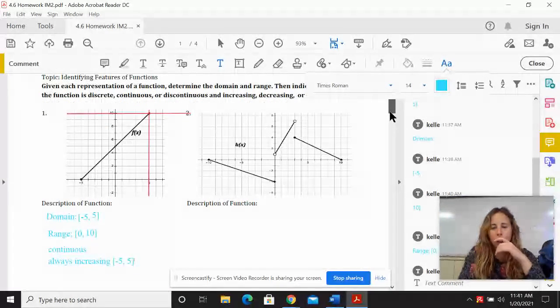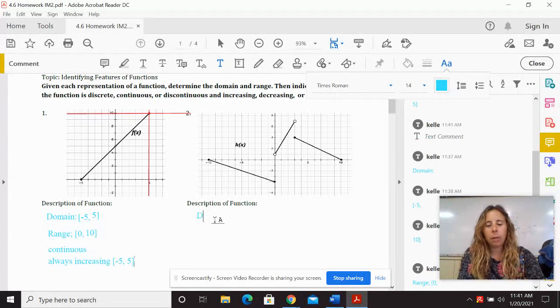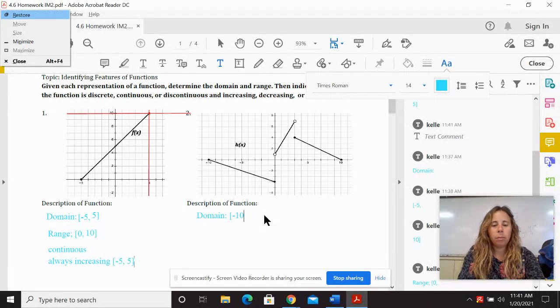Number 2 is a little tricky, so I'm going to do number 2 with you as well. Let's start with our domain. Domain is the farthest left value. We're looking at x values. Farthest left. That would be negative 10.